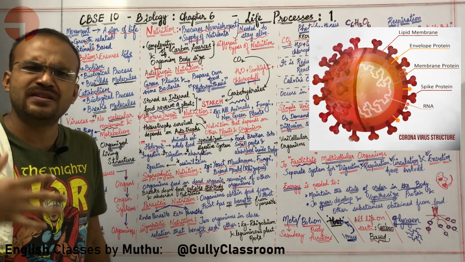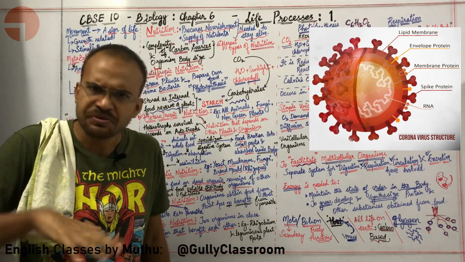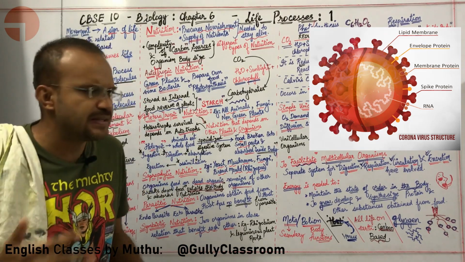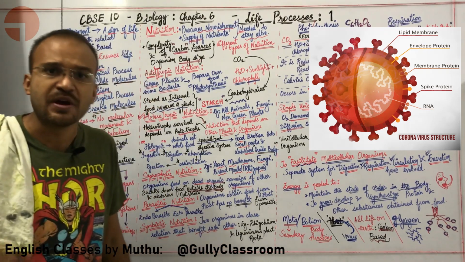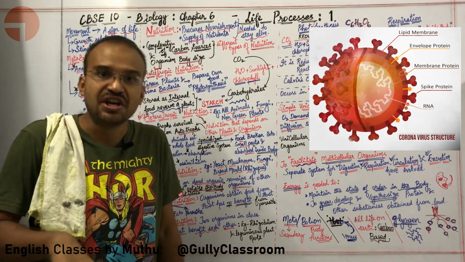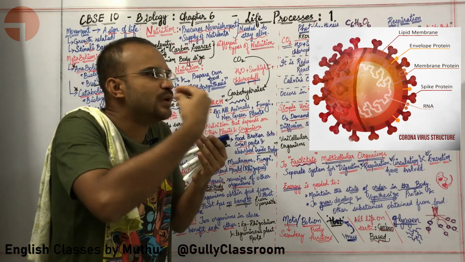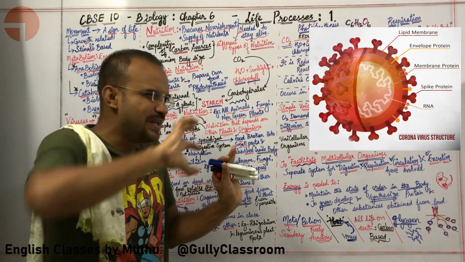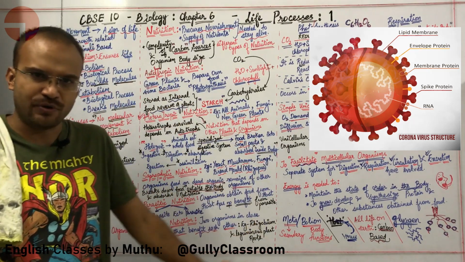The virus per se does not have a respiratory system. The virus per se does not have a digestive system. The virus per se does not have a circulatory system. But when the virus gets into the host, how does the virus eat? The host actually digests food and produces energy. The virus simply steals that energy from the host.